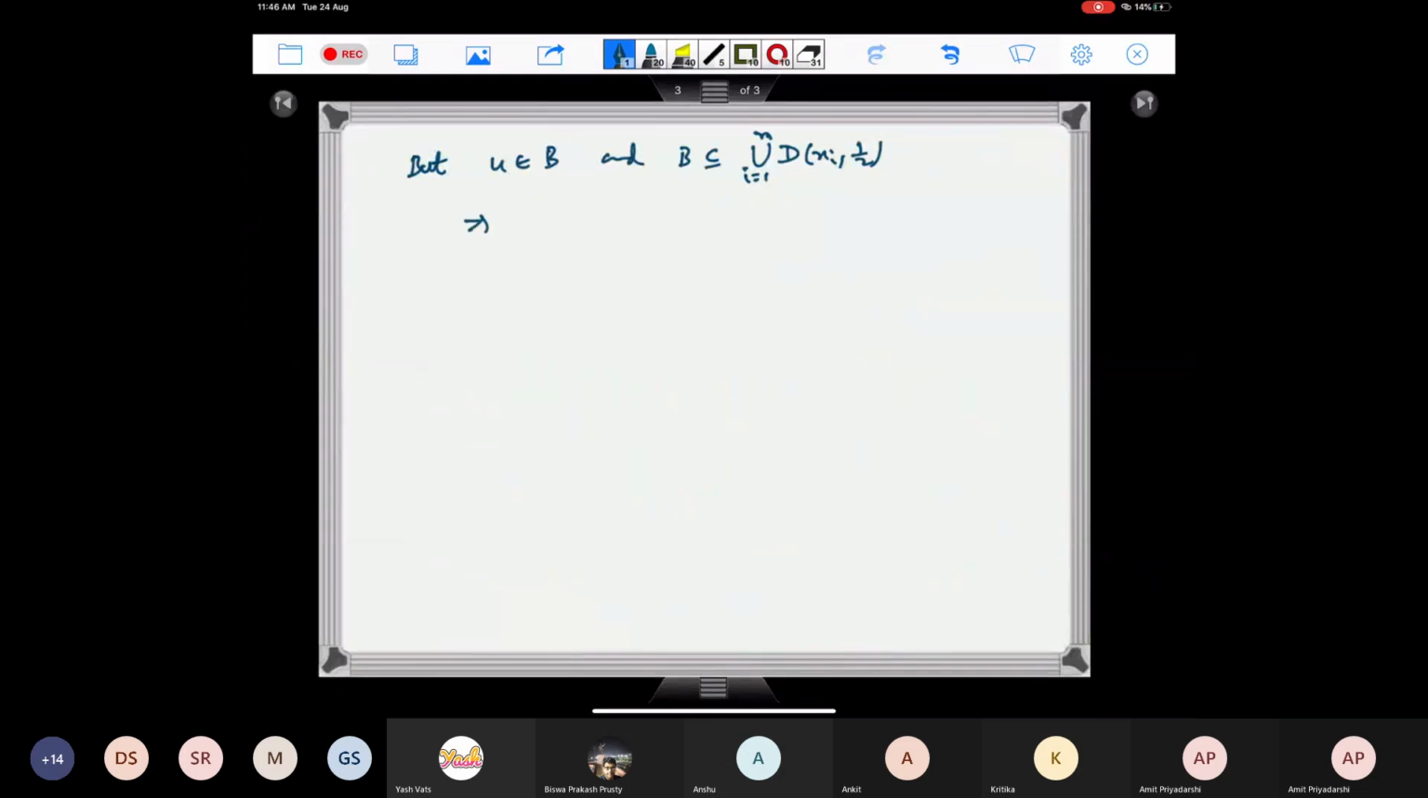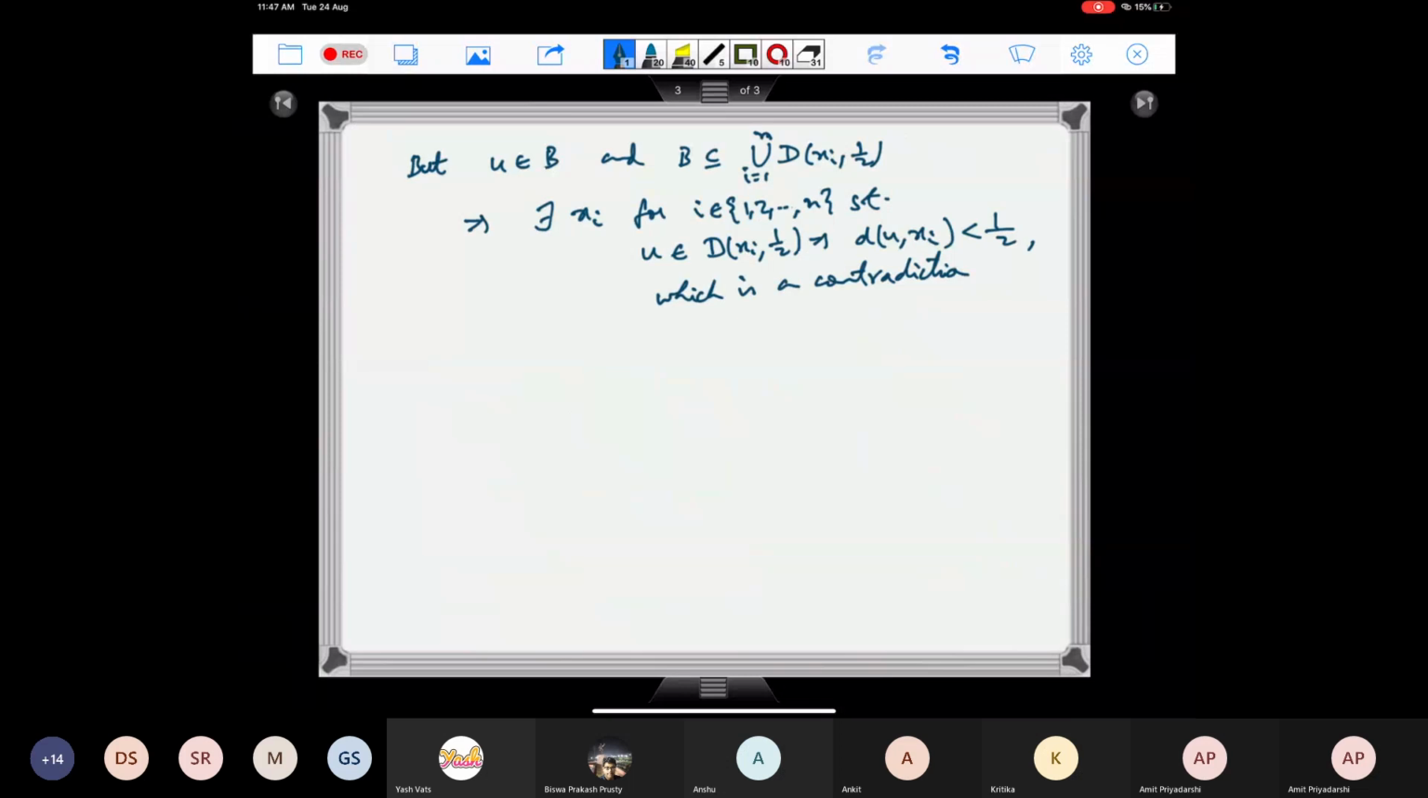This implies there exists some xi such that this u should belong to B(xi, half), but this will imply that the distance between u and xi is less than half, which is a contradiction. So let's call this star.